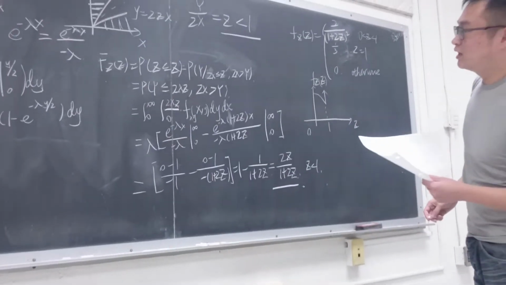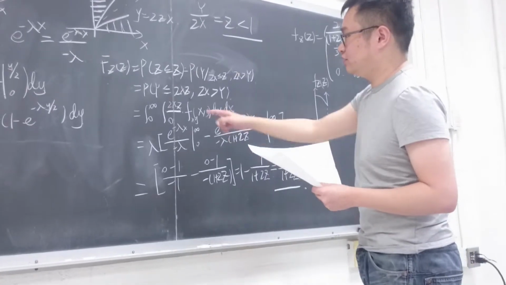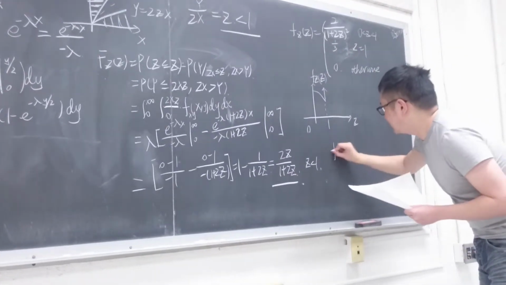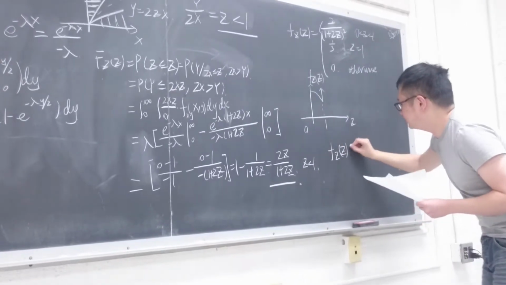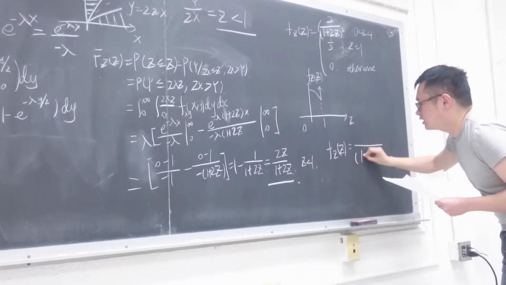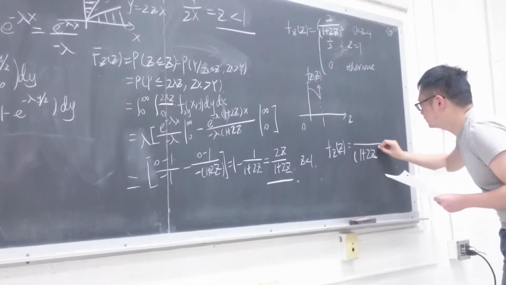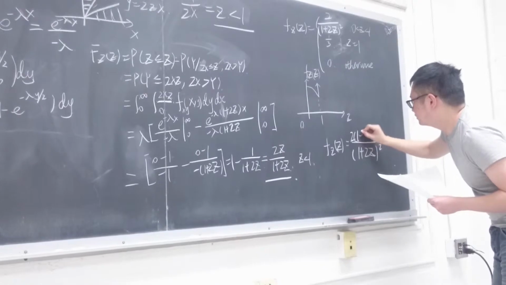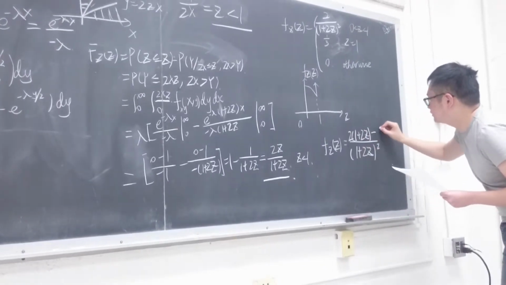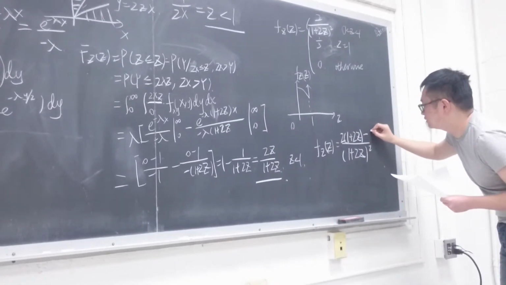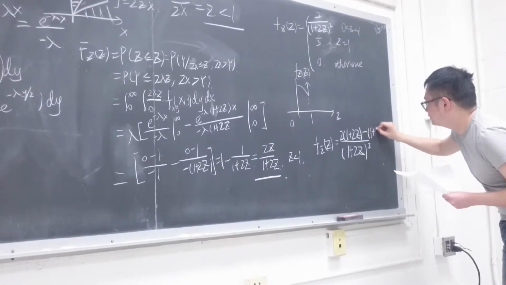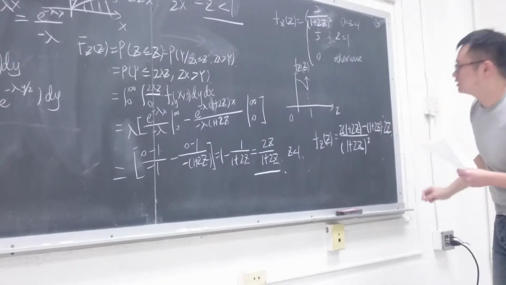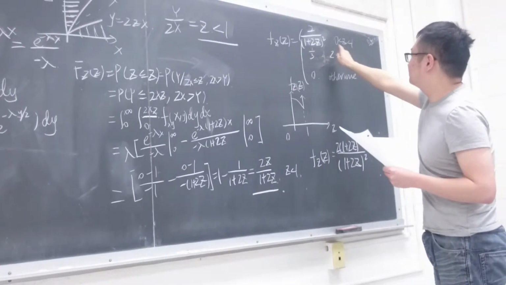So we have to take a derivative here to calculate the density function for f(z), and it would be like this: over the bottom squared, minus the derivative of the bottom one times the top one. So the final answer is given here.